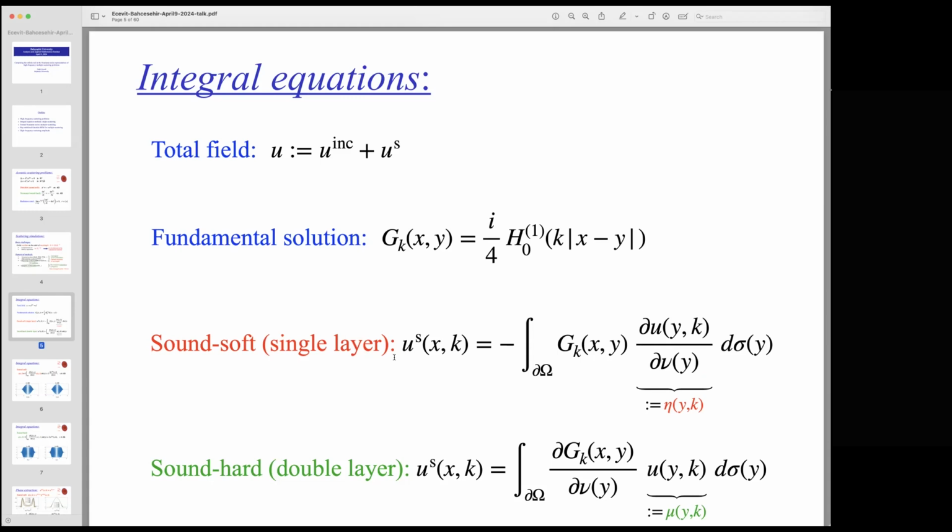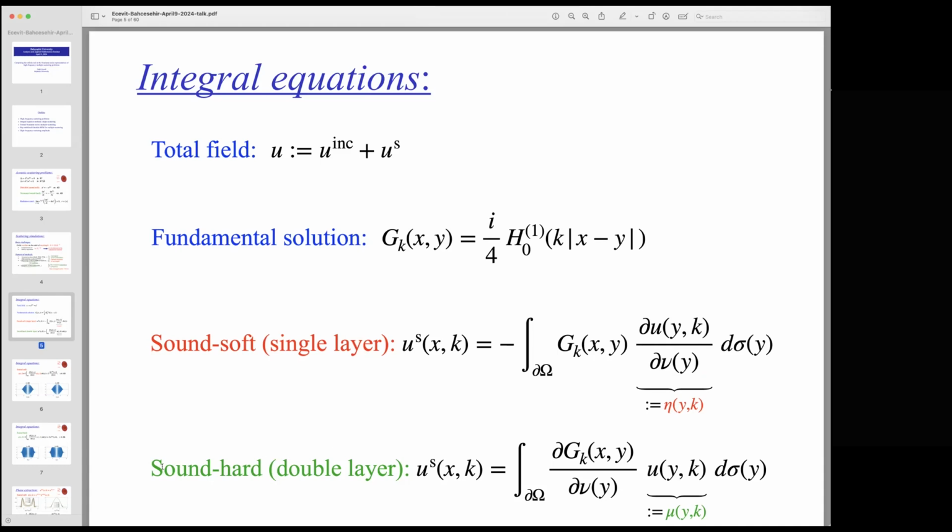Classical integral equation theory then tells you that in the case of the Dirichlet boundary condition, which is also known as the sound-soft scattering problem, the scattered field is given as this single layer representation, where eta here is the normal derivative of the total field. So this integral representation tells you that in this case, computing the scattered field demands the computation of the normal derivative of the total field on the boundary.